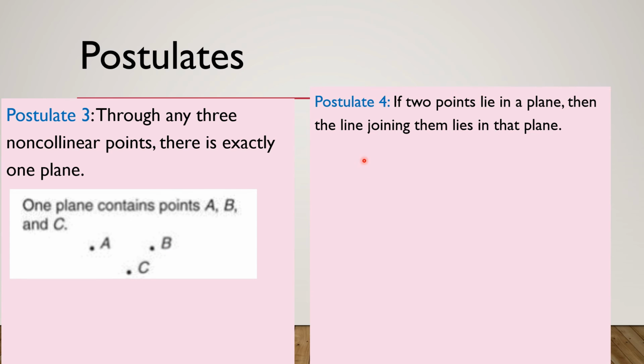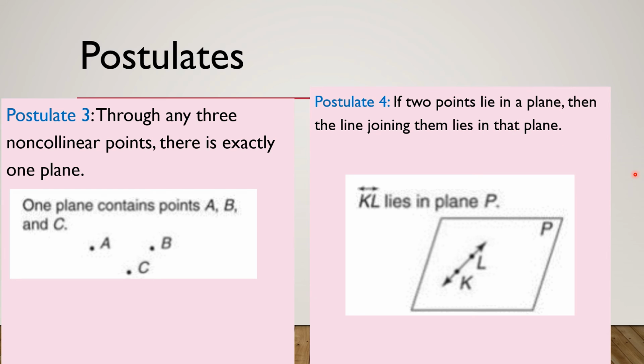Another, postulate number 4: if 2 points lie in a plane, then the line joining them lies in that plane. So for illustration, we have 2 points that lie in a plane, no? So yung 2 points, nandito siya sa loob ng plane natin, no? Then the line joining these 2 points lies in that plane also.